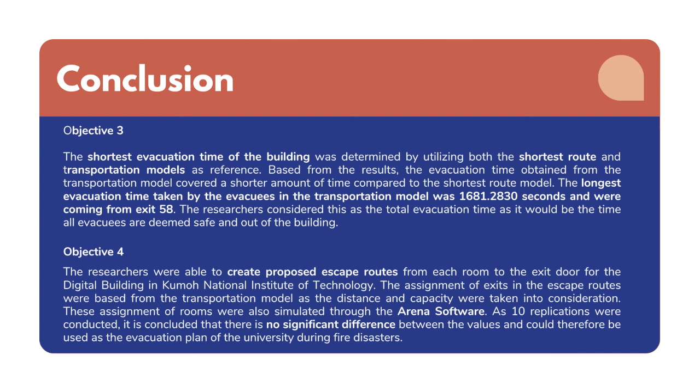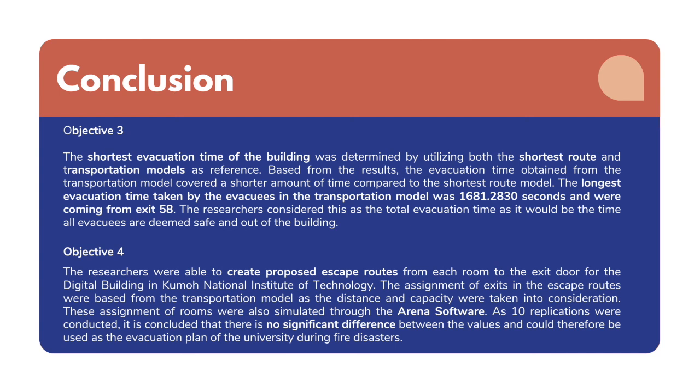So to summarize the findings for the third objective, which is to determine the shortest egress time in the digital building, the researchers determined the shortest evacuation time by utilizing both the shortest route and transportation models as reference. They discovered that the total evacuation time of a building is comprised of the pre-movement time and movement time, as stated in the study of Purser. Also, the evacuation time was calculated using the formulas from his study. The pre-movement time was calculated first, in which the 6 types of room were taken into account as it varies. Along with this, an additional 60 seconds was added to the total pre-movement time computed for each room, for the reason that the university uses a standard voice alarm system.